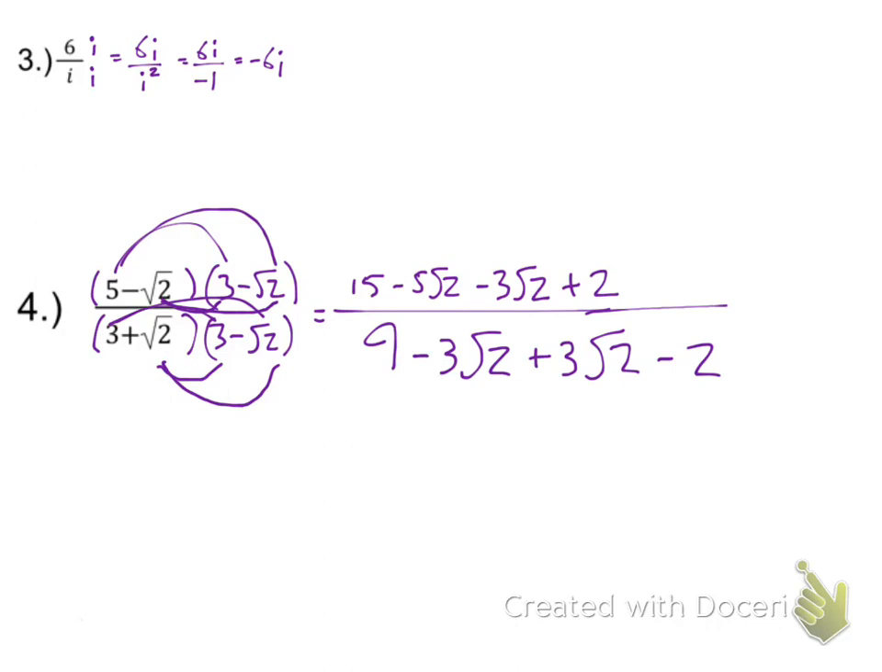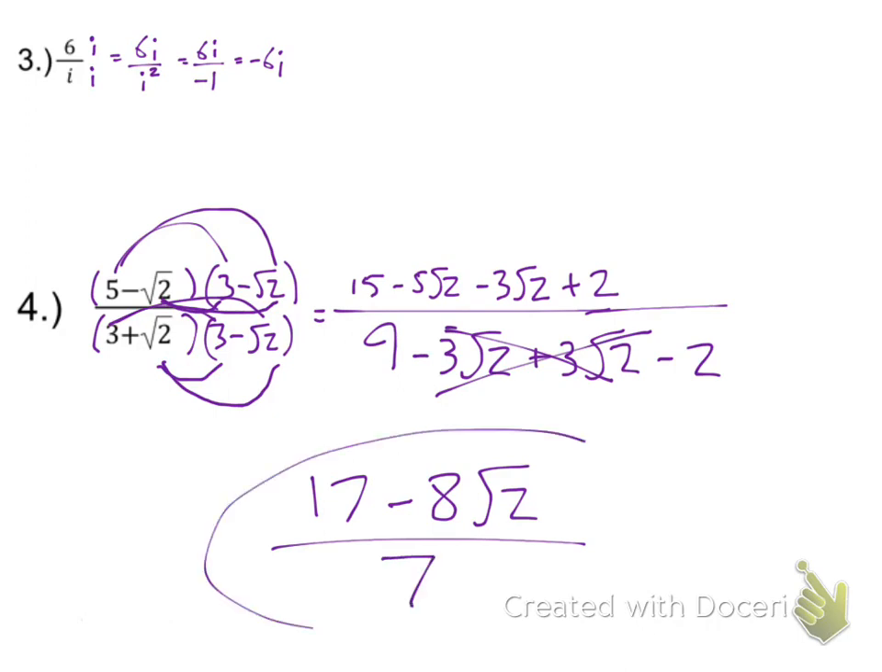Can we clean some stuff up here? So the top, what can I add together? 15 and 2 to make 17. And what happens to the negative 5 square root of 2 minus 3 square root of 2? It's minus 8 square root of 2. I have minus 5 of something, and you take another 3 away of them. That means you have a negative 8 of them, and them are square root of 2's. All over 7. Hey, look, positive and negative of the same thing. Gone. 9 minus 2, 7.